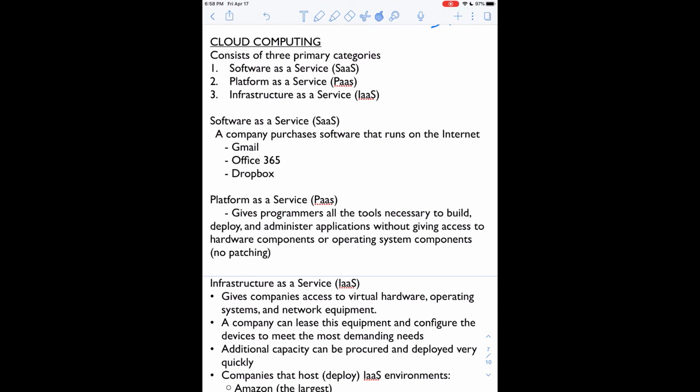For software as a service, a company is going to run software on the internet. We're all familiar with Gmail, those hosted email systems. That's software as a service. Other examples might be Office 365 or Dropbox.